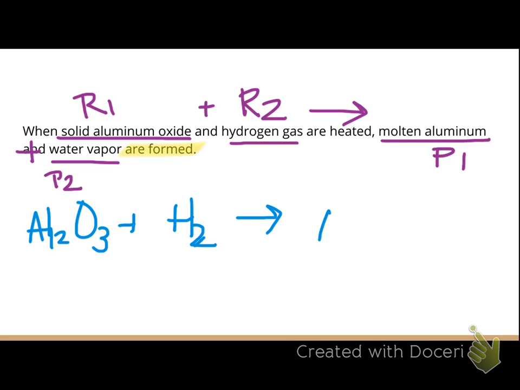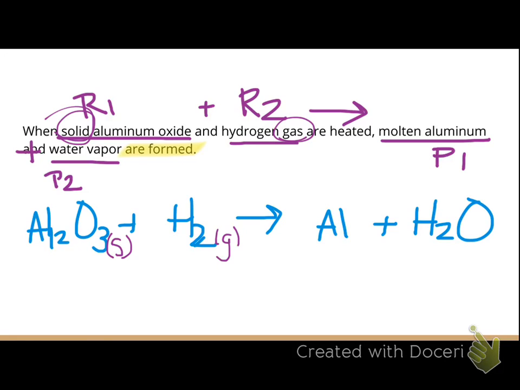Molten aluminum plus water vapor are formed. All right, what did I not do? I did not do my states of matter. So for the aluminum oxide, it tells us that it's solid. Hydrogen gas, that's a G. Molten aluminum, when you hear that word molten, you might be thinking lava, so we're going to call that a liquid. And then water vapor is not just water. Water vapor is steam, which is a gas.